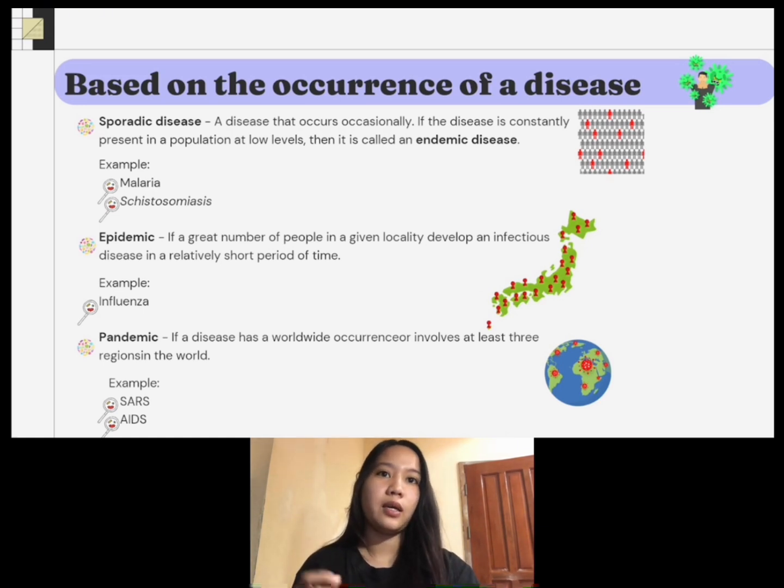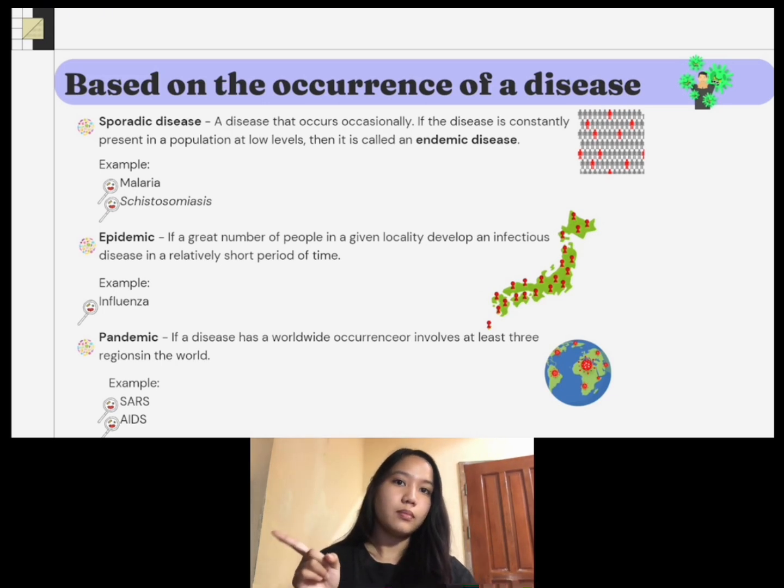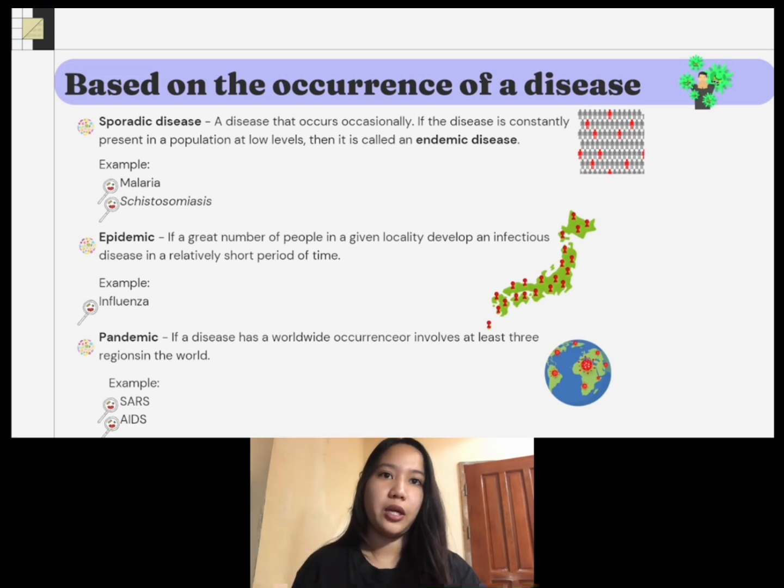Once naman na itong disease na to is constantly present in a low level in a population, it is called the endemic disease. So examples are the malaria and schistosomiasis.